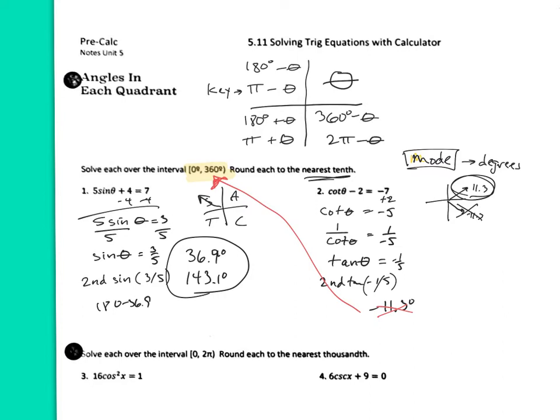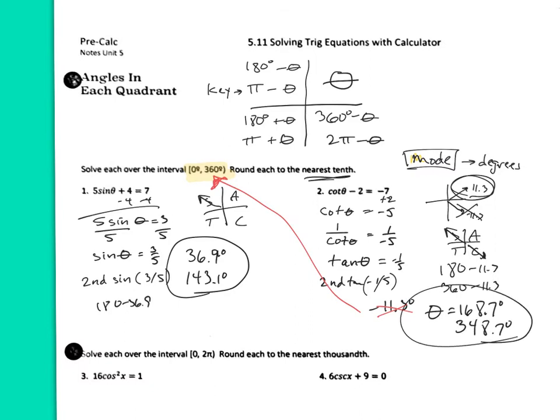Now the problem is, tangent isn't negative there. Tangent's negative here and here. So this is why that little chart up at the top is important. We're going to have to do 180 minus 11.3 and 360 minus 11.3. Now you don't have to write that down. I'm just writing it down to show you how we're going to calculate our angle measures. So we get 168.7, and then in the fourth quadrant, it's 348.7. And those are the two angle measures.